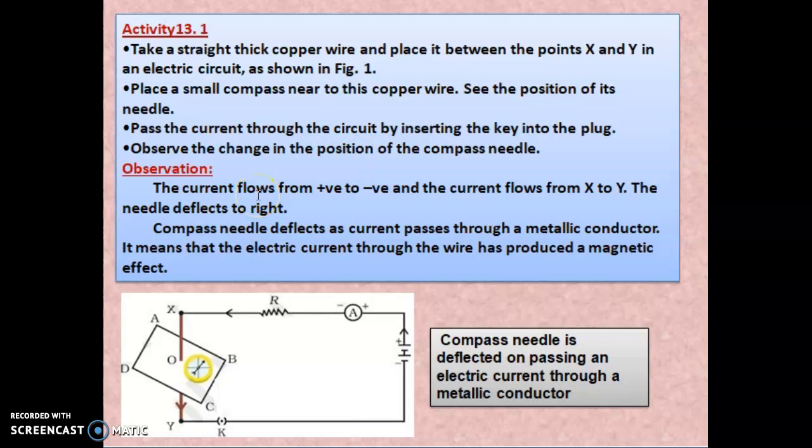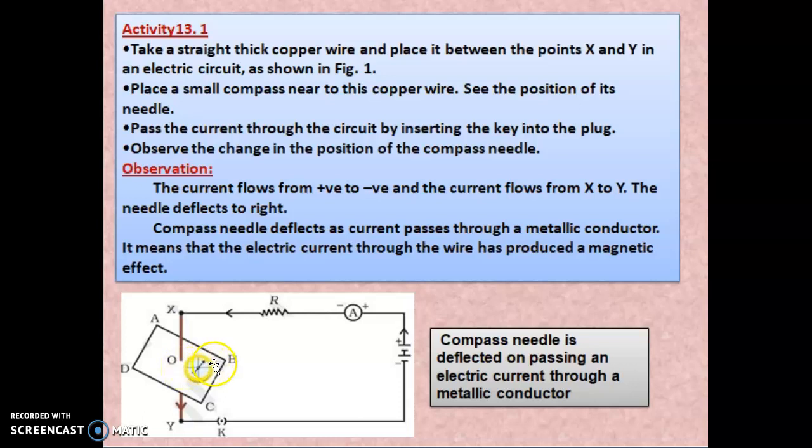Observation: the current flows from positive to negative, from X to Y, and the needle is deflected to the right. Now you can see the circuit. In this one, we are keeping a thick copper wire placed between the points X and Y. Now the electric current will be passed. The wire XY is kept perpendicular to the plane of the paper.